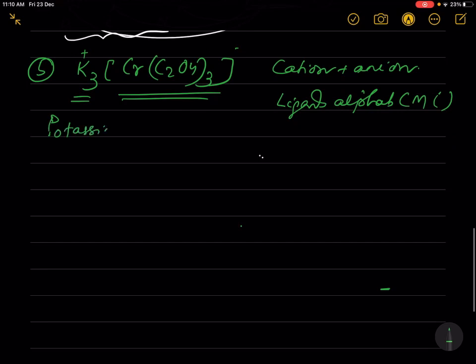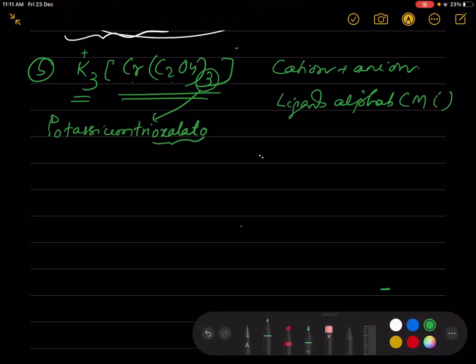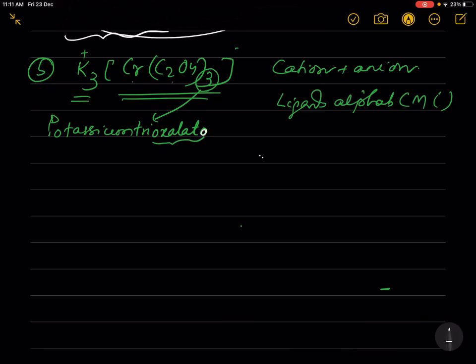potassium, then the complex part is [Cr(C2O4)3]. Here there are 3 C2O4 ions, so we should write potassium tri oxalato, potassium trioxalato.